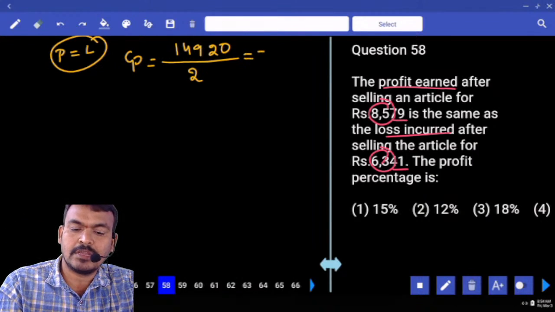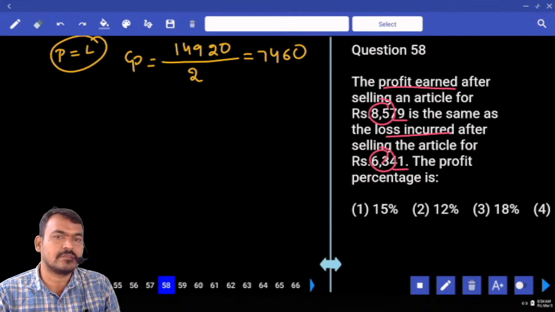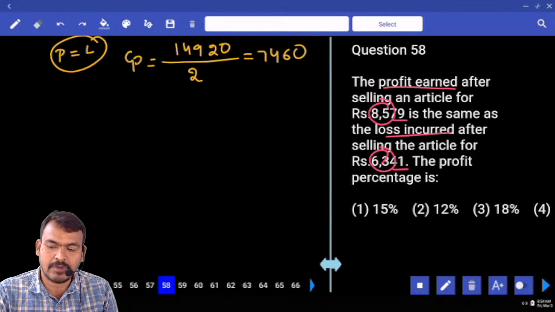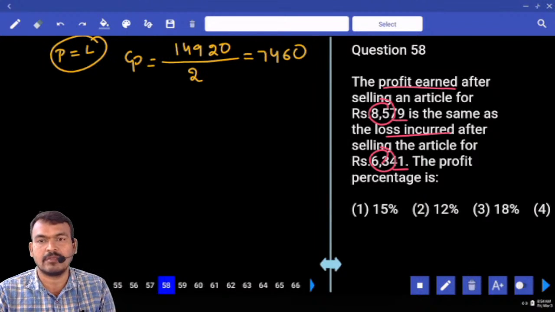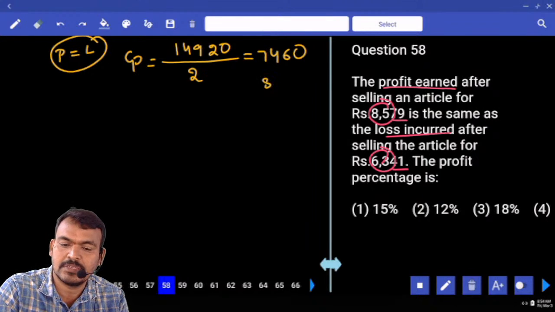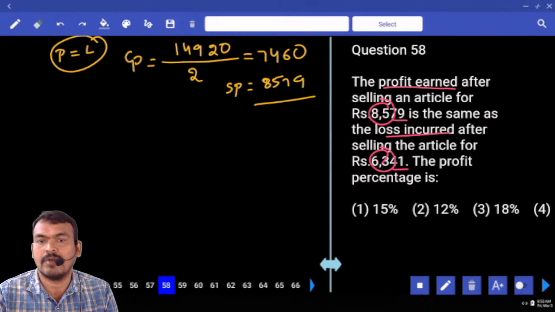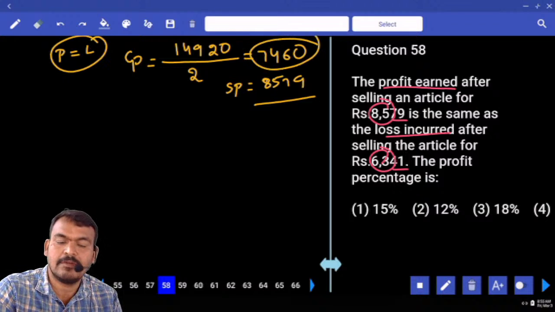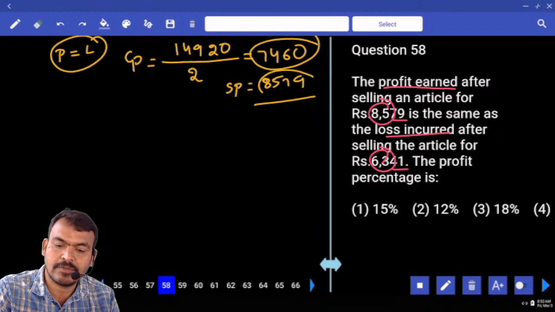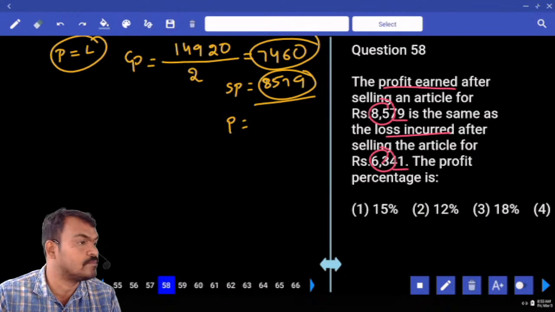149 by 2, we are getting 74.60, that is 7460. Is it cost price or selling price? Cost price. But we require profit percent or profit value? Profit percentage. And already the selling price in the first transaction is how much? 8579. Then we get the profit value or profit percent? Profit value. What is the cost price? 7460. What is the selling price in the first transaction? 8579. The difference is the profit value.